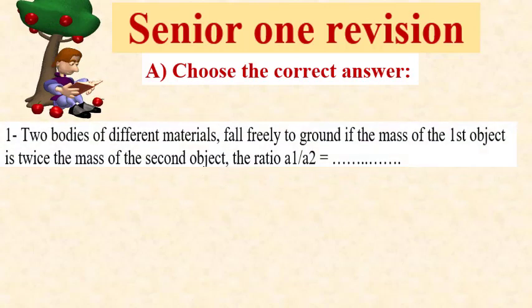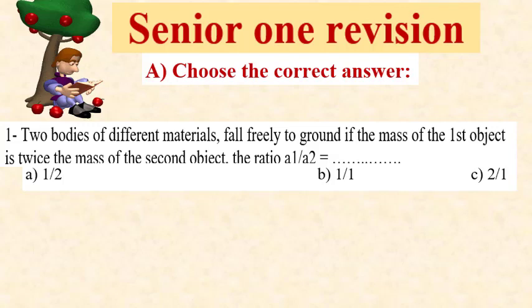Number 1. Two bodies of different materials fall freely to the ground. If the mass of the first object is twice the mass of the second object, so the ratio between a1 to a2, or first acceleration to second acceleration, is... The choices: A, half; 1 to 1; or 2 to 1.